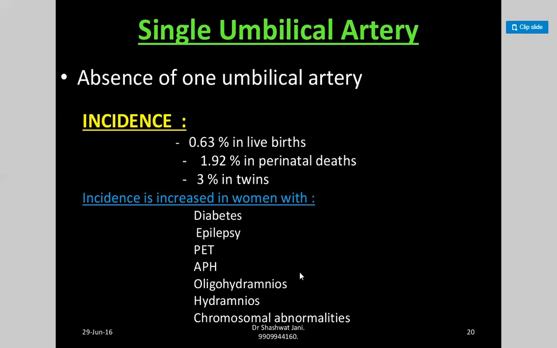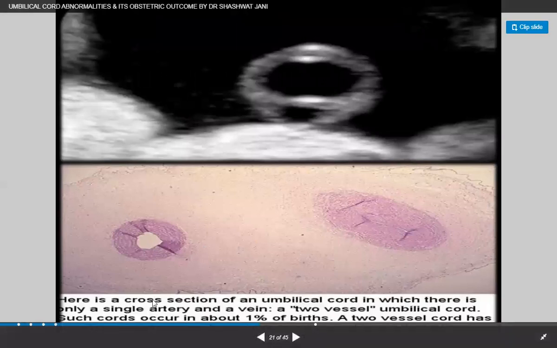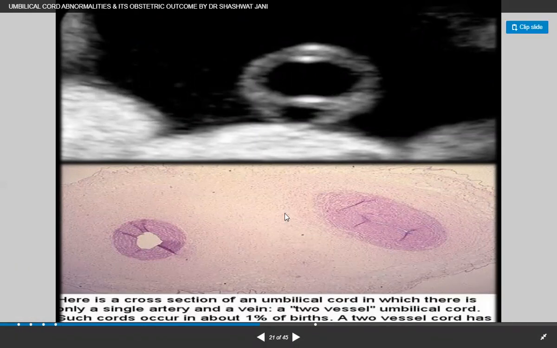And in which conditions is the association with single umbilical artery increased? It is increased in diabetes, epilepsy, preeclampsia, antepartum hemorrhage, then hydramnios, and chromosomal abnormalities can lead to a single umbilical artery. So how are we going to see it? Just see this cross section of the umbilical cord, in which there is only a single artery and a vein, a two-vessel umbilical cord. Such cords occur in about 1% of births. That's what we have to know about it.